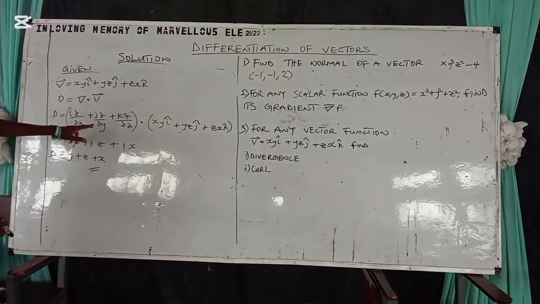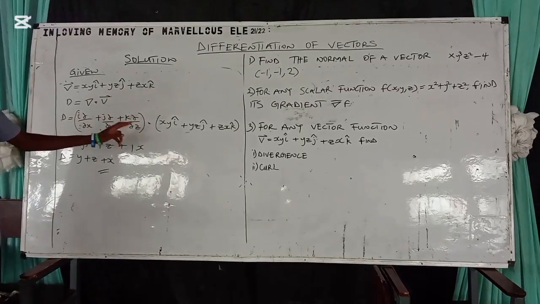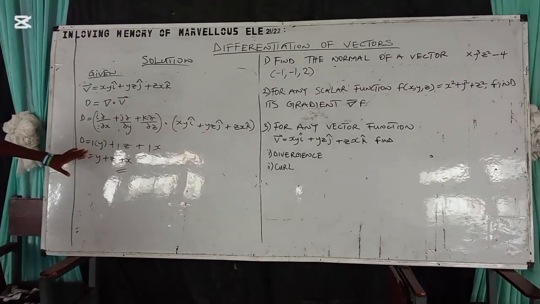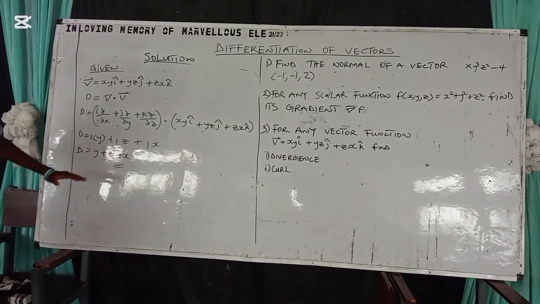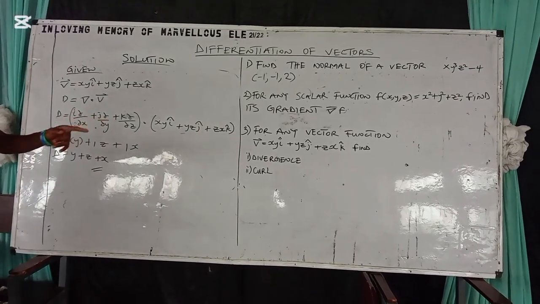Now what I'm going to do here is the same thing for y, same thing for z. That we got this, and this is our final answer. Divergence is y plus z plus x. Now let's go back to the last question.